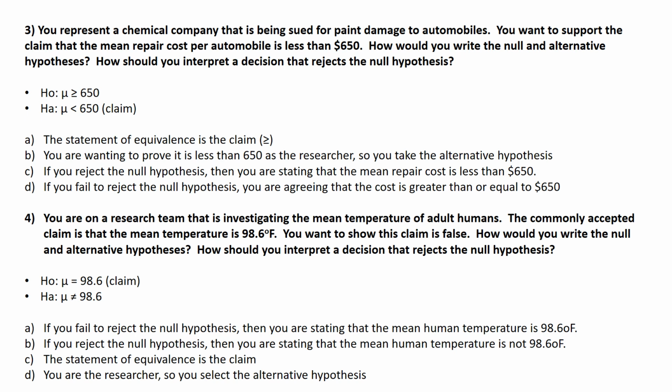How do you write the alternate hypothesis? Well, I said they're making the statement of equivalence. It is 98.6. The word "is" means equal to, which means the alternate has to be not equal to, and that's what the alternate is: mu is not equal to 98.6. If you fail to reject the null hypothesis, you accept it, then you're saying the temperature is 98.6 degrees Fahrenheit. If you reject the null hypothesis, then you're saying the mean human temperature is not 98.6. It's just not 98.6. So the statement of equivalence is the claim, so you have to accept the alternate hypothesis.